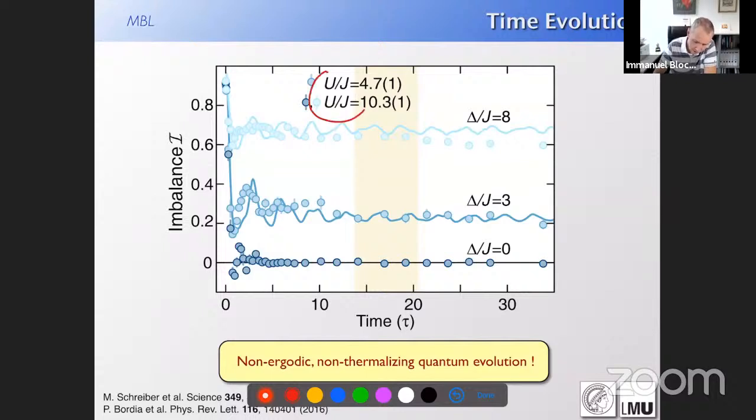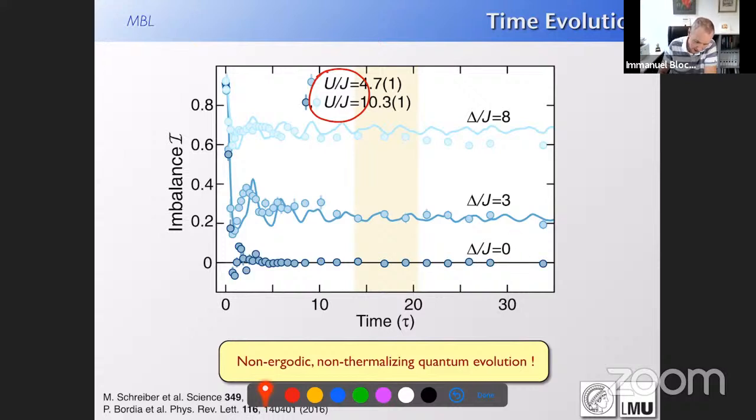And then we let the system evolve over some evolution time. And then after that evolution time, through the technique I just showed you, we read out the imbalance again in the system. So we probe the imbalance. So let's first look at the non-disordered system, delta over J0.